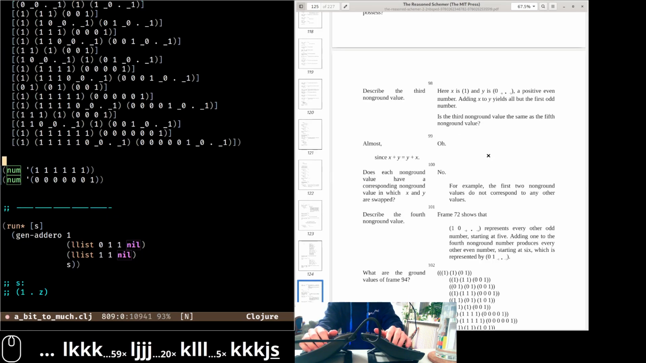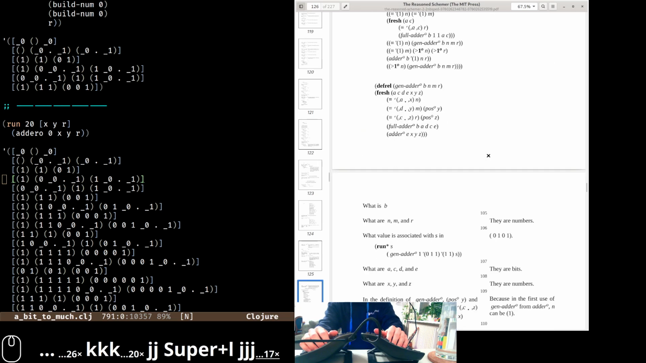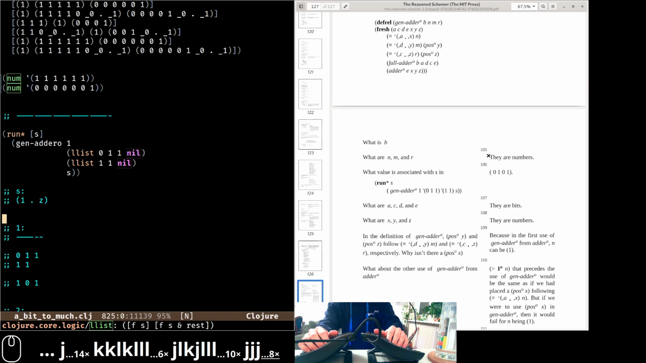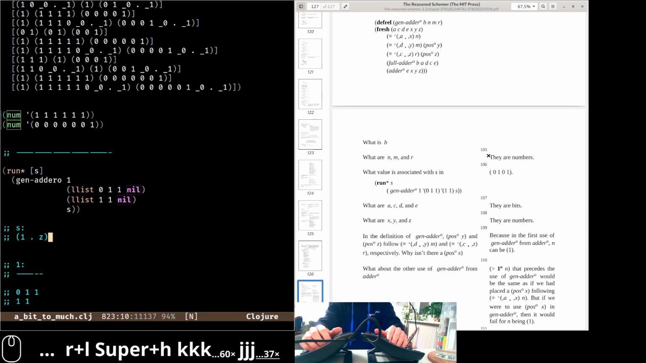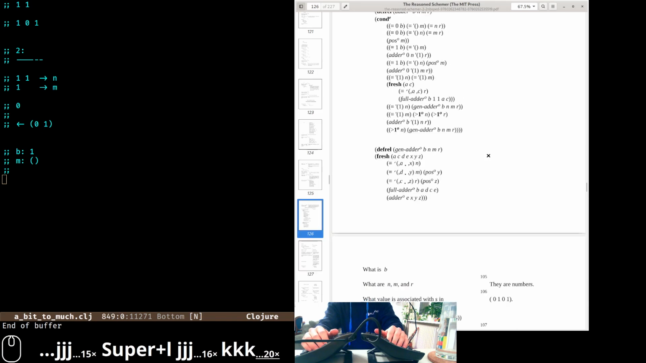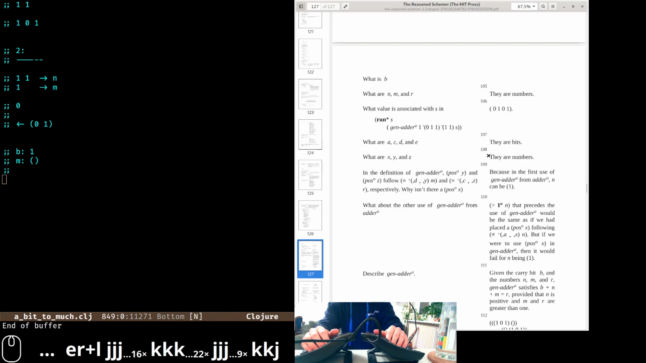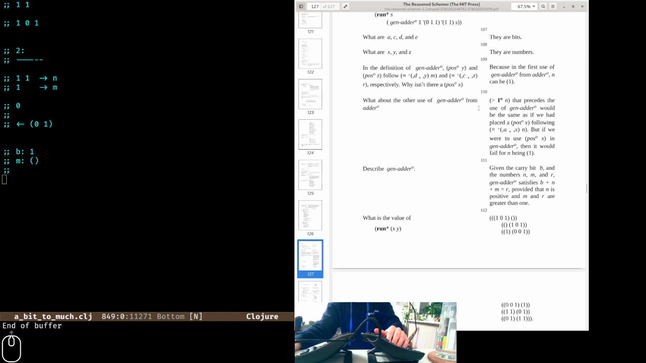Okay, so I was looking through the structure of this outcome of addero, and here we are going through gen addero, how gen addero produces values. So I kind of walked through this once, so I have quite some idea of this. But coming up with this yourself is advanced, not something I would be able to do at the moment, I think. Gen addero, given the carry bit b and the numbers n, m, r, satisfies b plus n plus m is r.